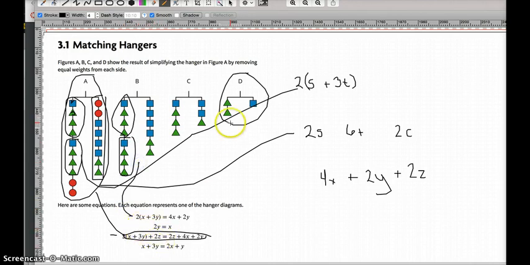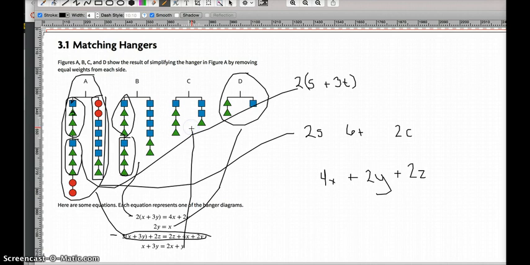And then we can look at D if we'd like, and we can see that there's 2 triangles, which are our y's. So that would be 2y, and there'd be 1x. So that means this one is D, which automatically means this last one is C.